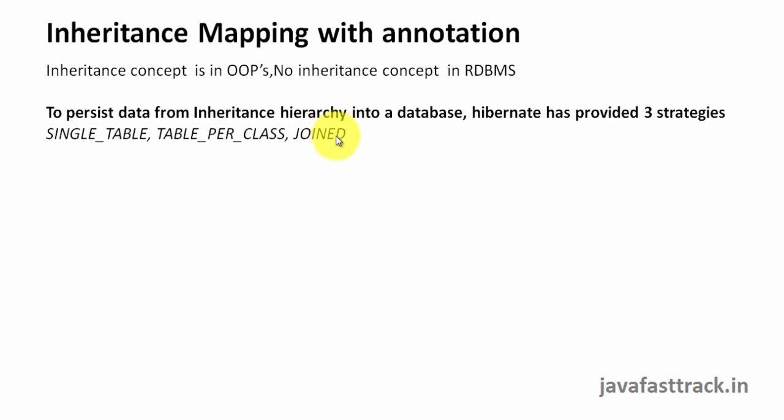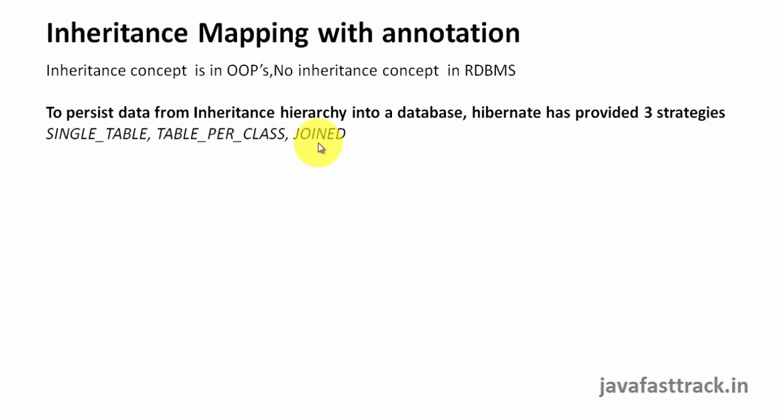The table per class strategy and the join strategy are almost similar. But in the join strategy, there will be foreign key relationships. So Hibernate has provided one approach, that is to store all the data in the whole hierarchy in a single table, or to use separate tables corresponding to each class, or to store data in separate tables along with joins. These are the three strategies provided.